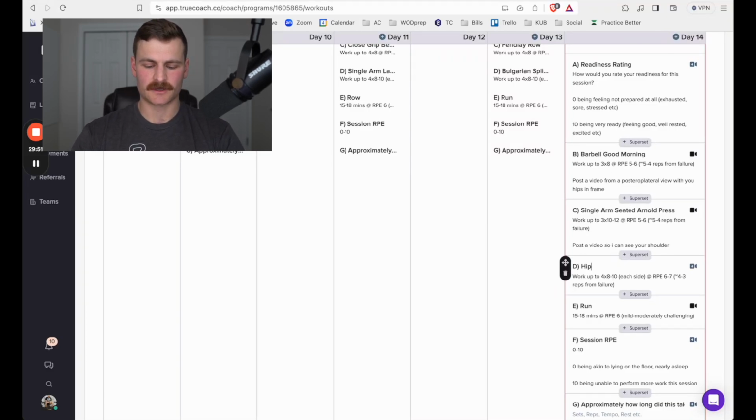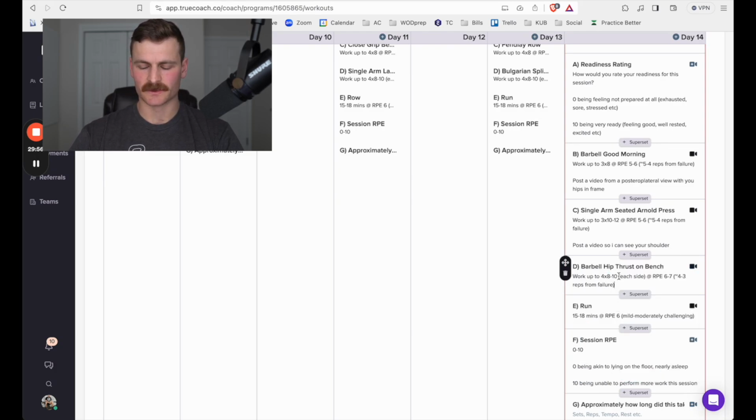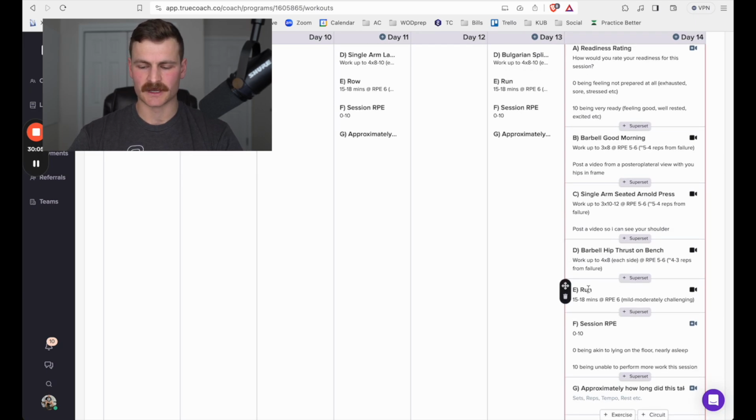Now let's do, how about a hip thrust? Barbell hip thrust on bench. I think that one will work. And for this one, we'll keep the volume a little bit lower, and we'll keep the intensity a little bit lower as well. Again, just to see how he tolerates that.